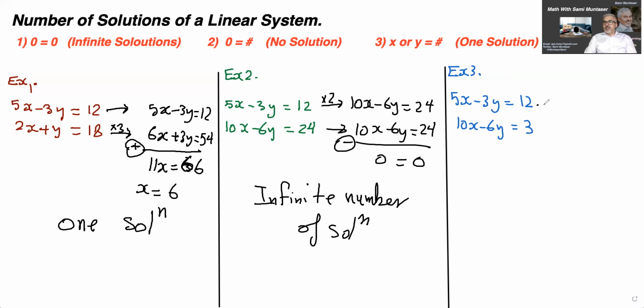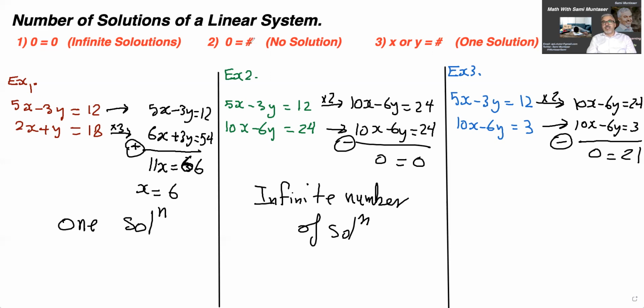All right. Now, how about here? We're going to eliminate again. So I'm going to multiply this one here by 2 and keep this the same. So that gives me 10x minus 6y equals 24. And this will be 10x minus 6y equals 3. I'm going to subtract the two equations. 10x minus 10x gives me 0. Negative 6y minus negative 6y gives me 0. 24 minus 3 gives me 21. Remember I said if you get 0 equaling a number, it means no solution. So this is the condition right here. So therefore, no solution. And that's it for this chapter.